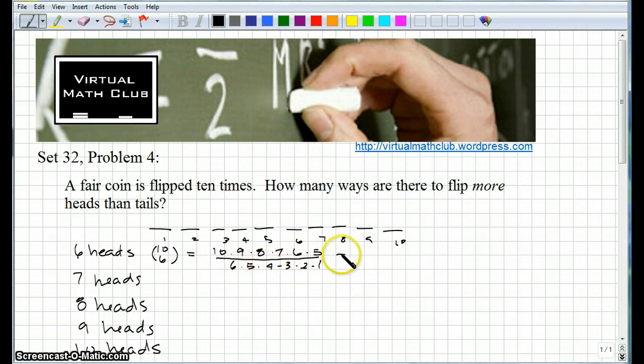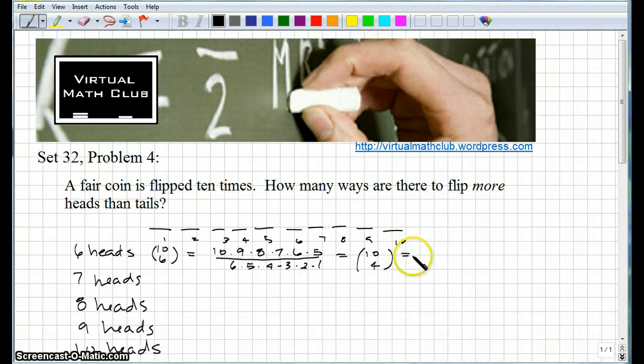Okay, now I can also write this, because we've got 6 heads, that means we have 4 tails. I can actually write that as 10 choose 4. Okay, because I can either choose 6 places to put the 6 heads and then fill the rest in with tails, or I can choose 4 places to put the tails and then fill the rest in with heads. And these 2 numbers, 10 choose 6 and 10 choose 4, should be the same, right?